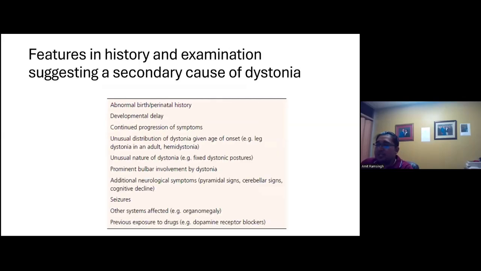So, features in the history and the exam that might be suggestive of a secondary cause of dystonia. Usually in these patients, they may be younger, and we want to look at a birth history, a developmental history. We want to examine for the presence of any bulbar signs or any unusual natures of the dystonia, right? Any fixed postures, the presence or absence of seizures, as well as the presence of any organomegaly, right? As well as the presence of exposure to any drugs such as dopamine receptor blockers.